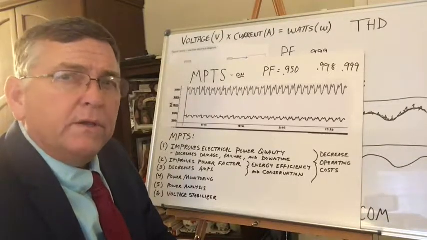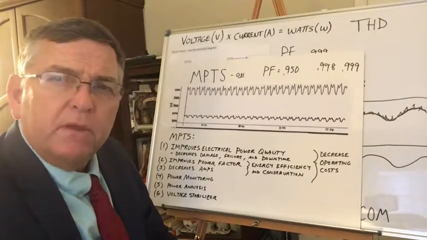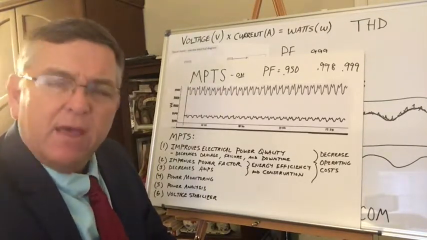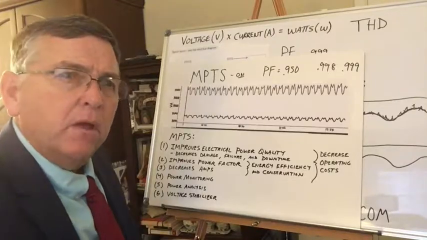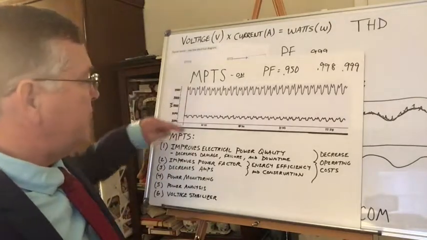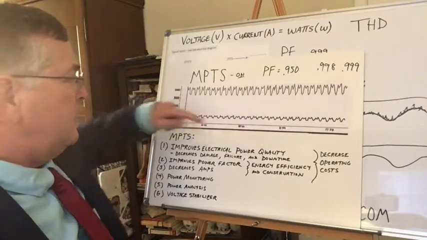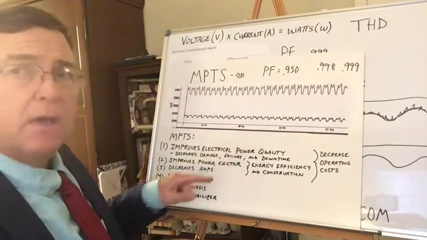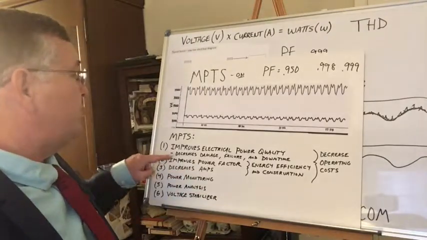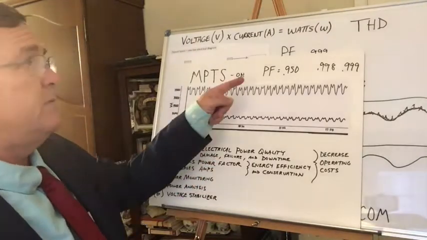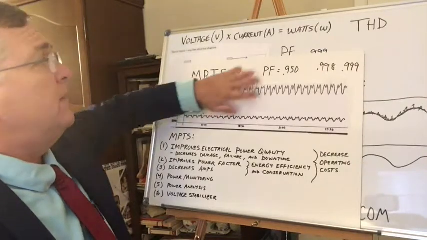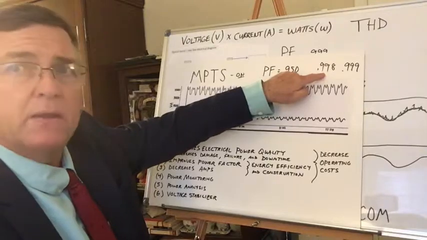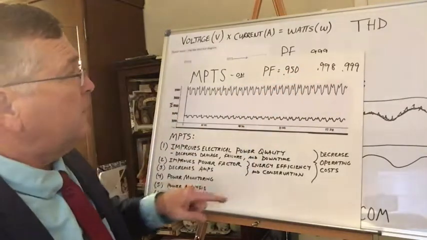Now, what does the MPTS system do for you? Well, it makes up to 20,000 decisions a second that balance every single thing that's going on in the system. It will improve your electrical power quality, make it as good as it possibly can be. It'll decrease damage, failure, and downtime on all of your equipment. It will improve your power factor, which we've been talking about. Now, in this particular case, it's a minimum of 0.95, and a lot of times it's 0.998 or 0.999.